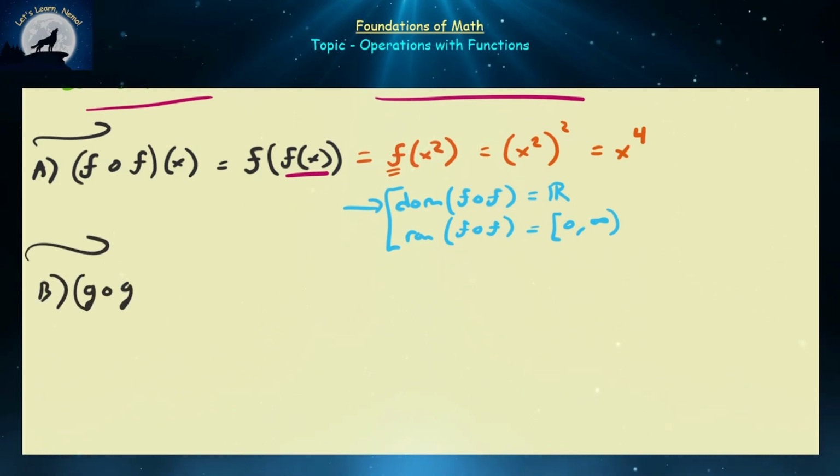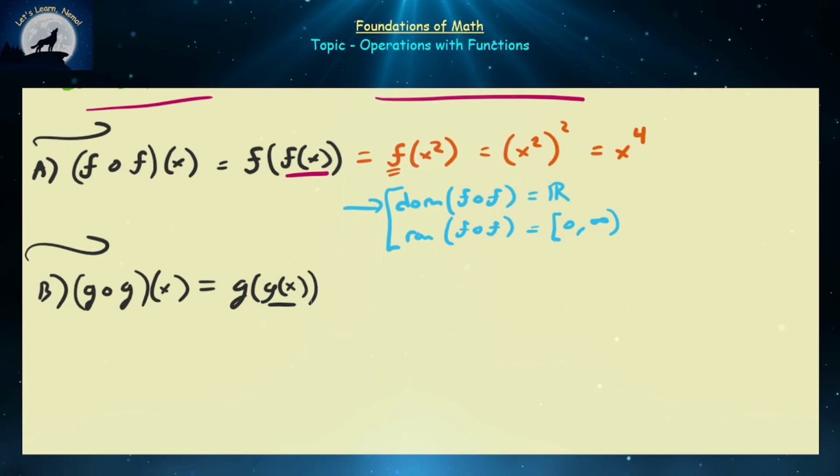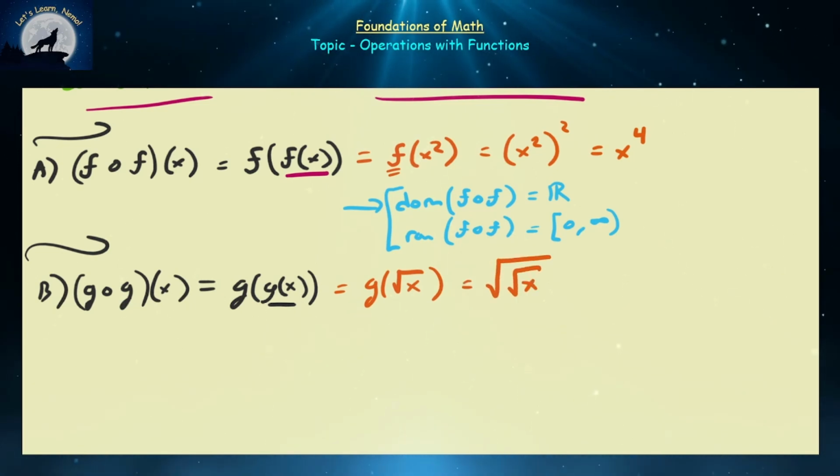So g composed with g. So what will this be? By definition, that's going to be g of g of x. So what is g of x? Well, that's just going to be equal to the square root of x. And what is g? Well, that's just the square root of something. So that's going to be equal to the square root of the square root of x.